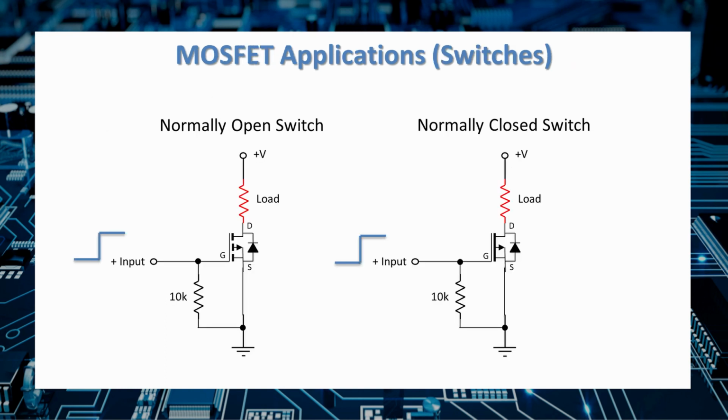And here's a practical example of an enhancement mode P-channel MOSFET being used as a normally open switch, and an example of a depletion mode P-channel MOSFET being used as a normally closed switch. Let's take a look at the first example, the normally open switch, in the lab. I want you to pay particular attention to the 10K pull-down resistor. You'll see why that's important when you're using a MOSFET as a switch.